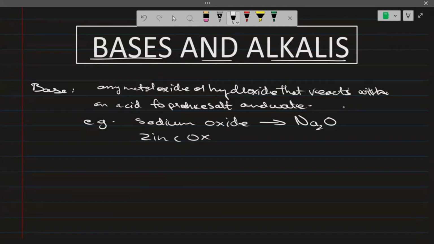Another example is zinc oxide. And what's its formula? It's ZnO. Zinc has a two charge and oxygen has two. These two charges will cancel out, and that's how this formula is derived.